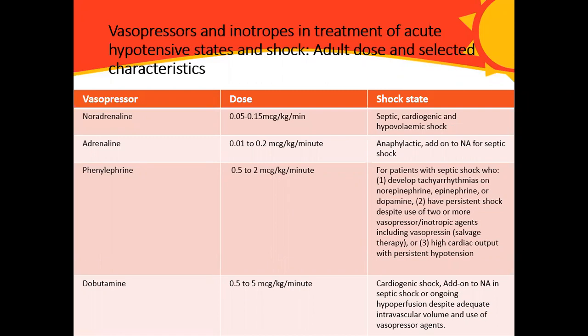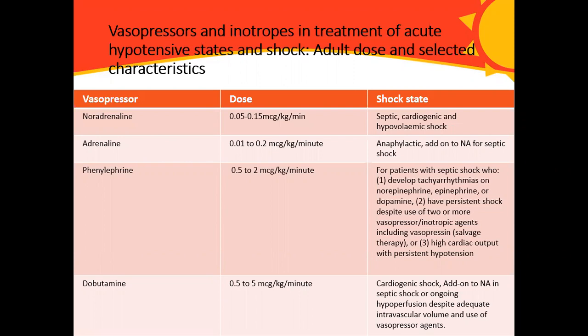All right, phenylephrine is given at a dose of 0.5 to 2 microgram per kg per minute. For patients with septic shock, you do not want tachycardia. For patients who already develop tachycardia, no epinephrine, no adrenaline, no dopamine; you want to switch to phenylephrine. It is also indicated in persistent shock state despite the use of 2 or more vasopressor or inotropic agents, as a salvage therapy.